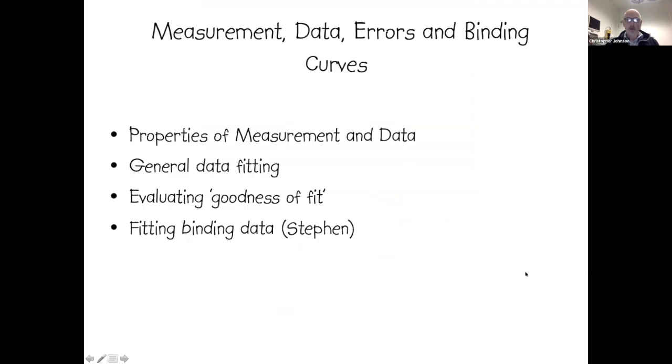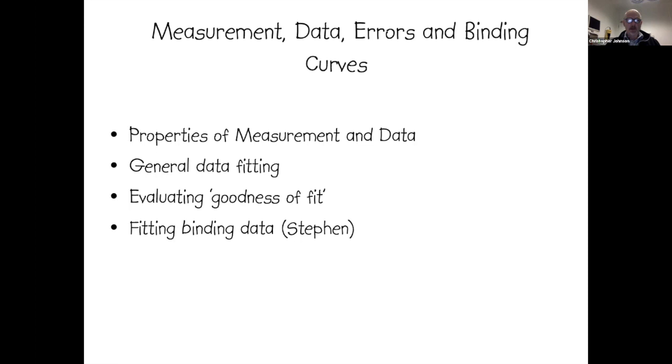Today we're going to talk about measurement, data, errors, and then in the second half of the webinar, Stephen will talk about binding curves and how to fit those. Interestingly enough, this is clearly not a biophysical technique, but in fact, the information and tips within this talk are actually applicable to all the techniques that have been covered during the lecture series. So in some ways, it's actually the most important talk to attend.